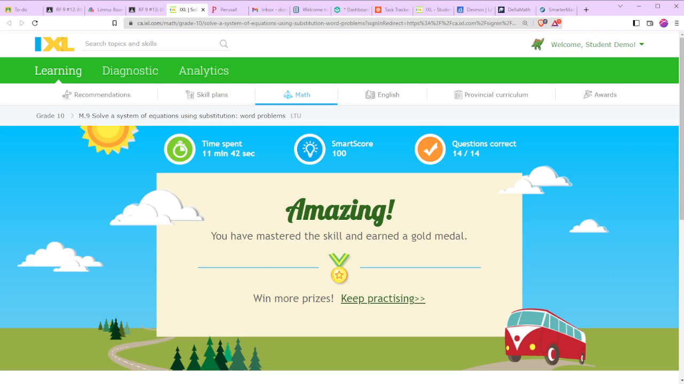This is the solution set for the grade 10 M.9.